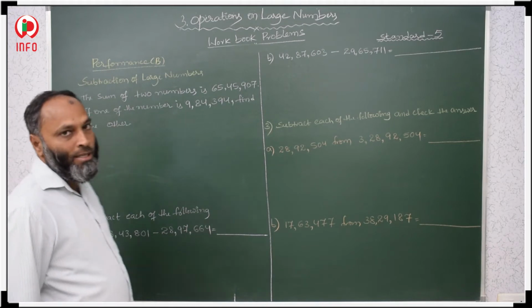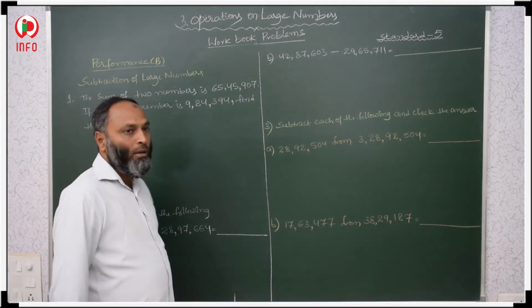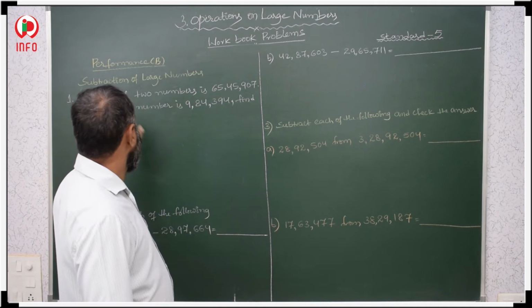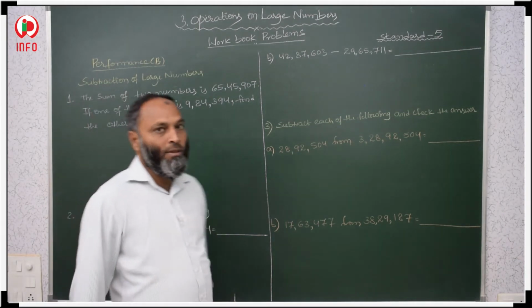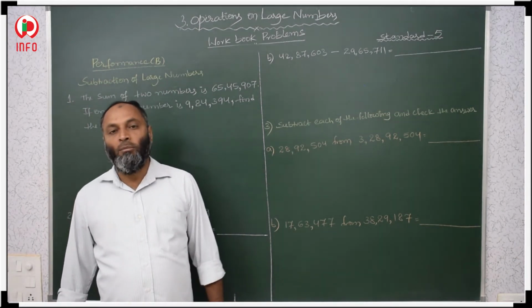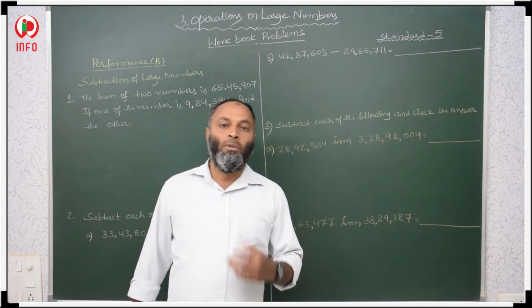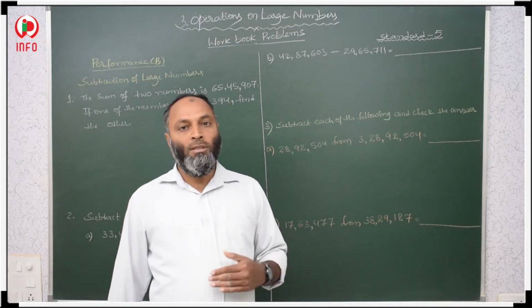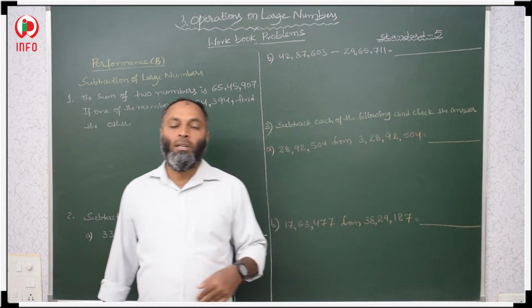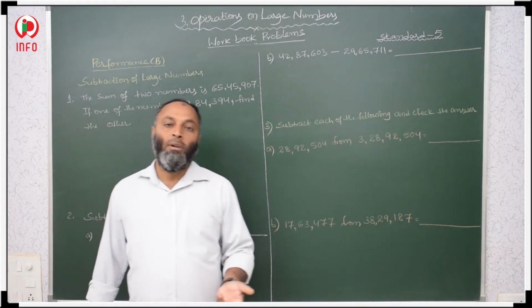Find the other number he is asking. Here, the sum of two numbers is given, and one of the numbers is given. So we have to find the other number. It means here we have to subtract. How to subtract? From the sum, we subtract one of the numbers, then we will get the other number.